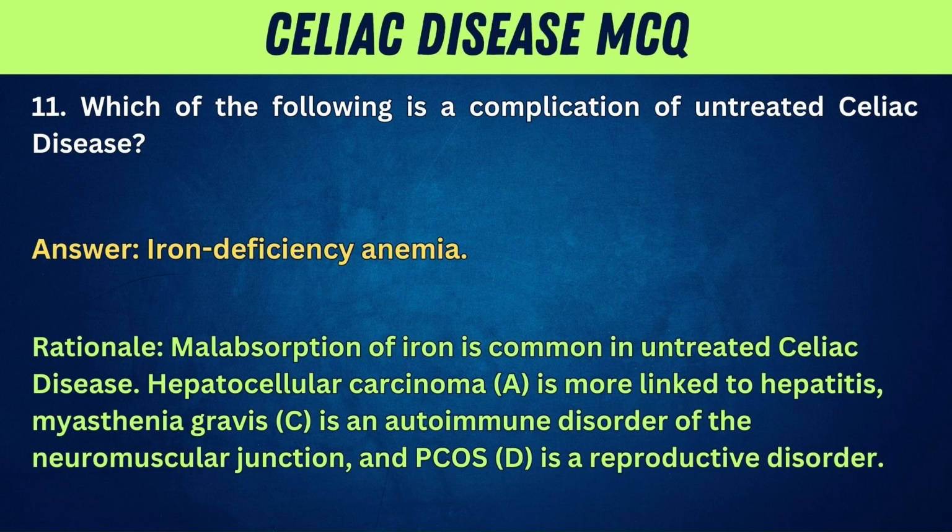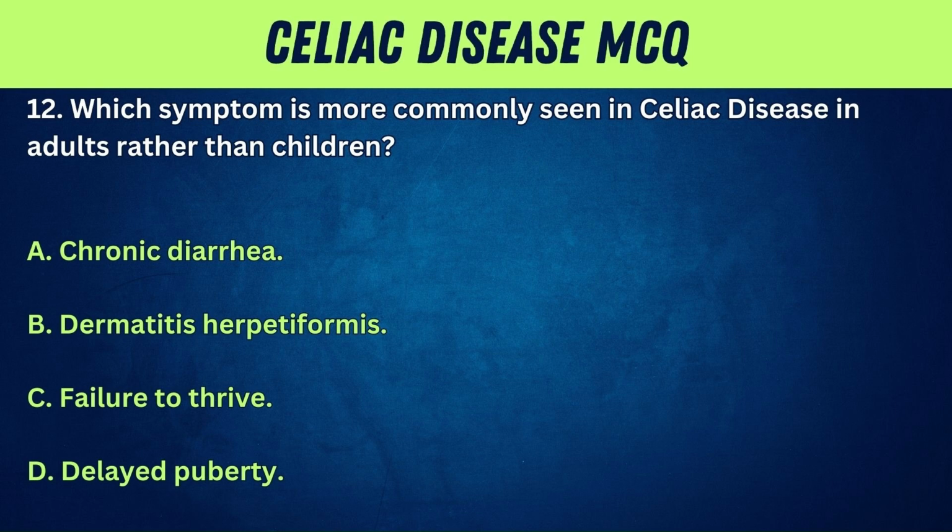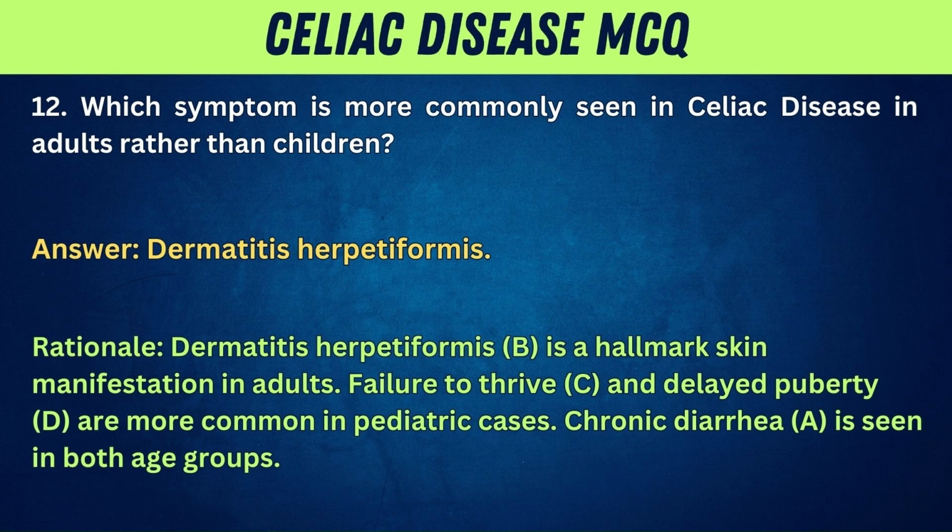Myasthenia gravis, C, is an autoimmune disorder of the neuromuscular junction, and PCOS, D, is a reproductive disorder. 12. Which symptom is more commonly seen in celiac disease in adults rather than children? A. Chronic diarrhea. B. Dermatitis herpetiformis. C. Failure to thrive. D. Delayed puberty. Answer: dermatitis herpetiformis.